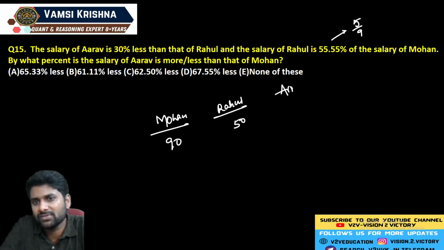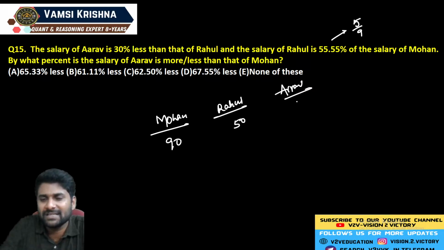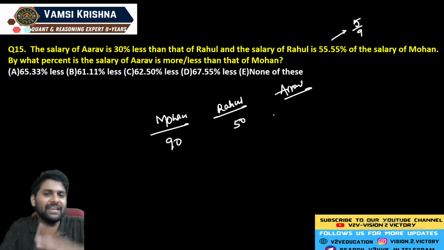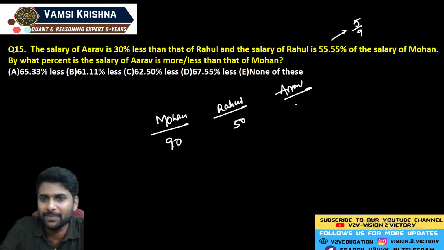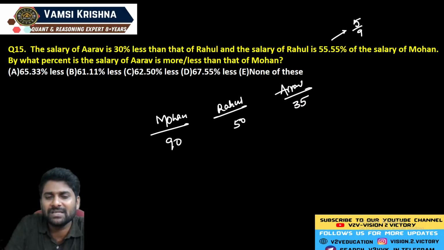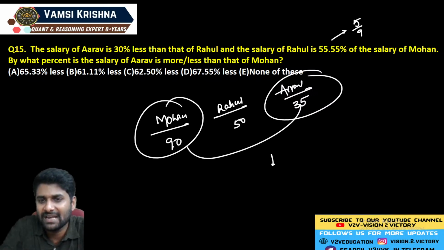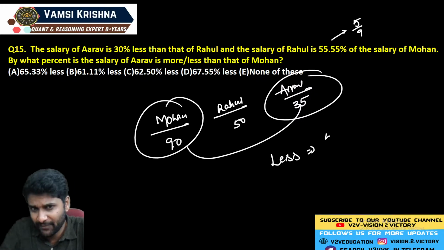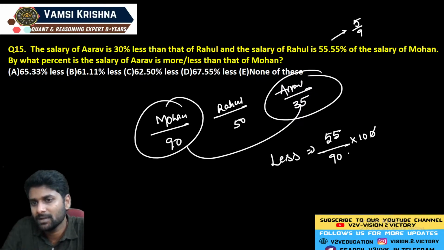Now what about Arnav's salary? It's 30% less, which means 70% of Rahul's salary. 70% of 50 is 35. Now the question: by what percentage is Arnav's salary more or less than Mohan's? Definitely it's less. How much less here? The difference is 55 units, and it is clearly compared with Mohan, so the denominator is Mohan. So the answer is 550 divided by 9 percent less.